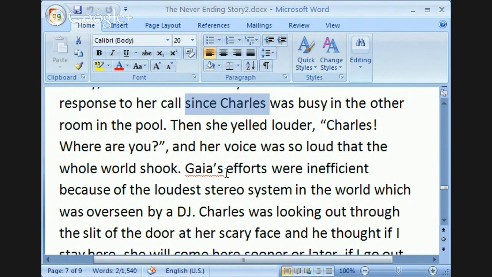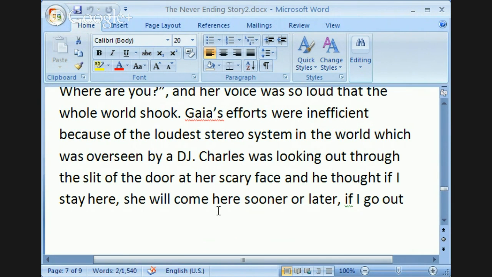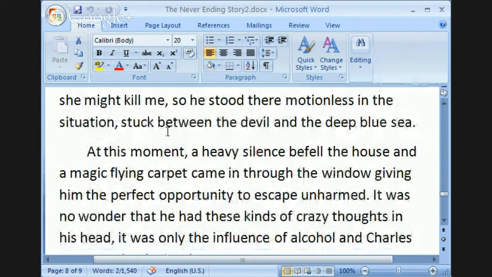Then she yelled louder, "Charles, where are you?" And her voice was so loud that the whole world shocked. Gaia's efforts were inefficient because of the loudest stereo system in the world, which was overseen by a DJ. Charles was looking out through the slit of the door and her scared face, and he thought, if I stay here, she will come here sooner or later. If I go out, she might kill me. So he stood there motionless in the situation, stood between the devil and the deep blue sea.